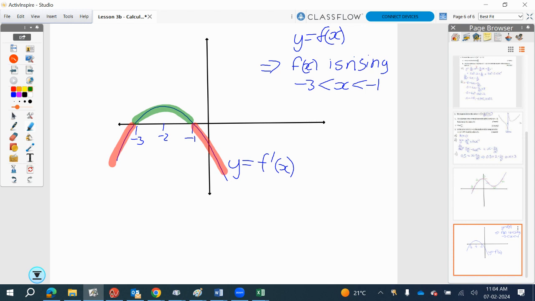What does the green shading mean? It's going up. What does the red shading mean? Going down. Because the derivative value is negative, it's going down. When the derivative value is positive, it's going up.